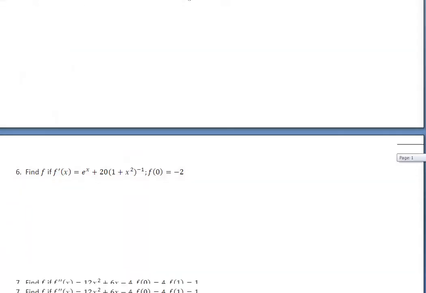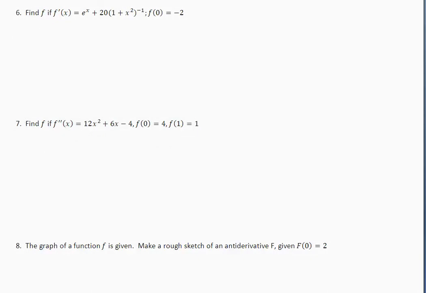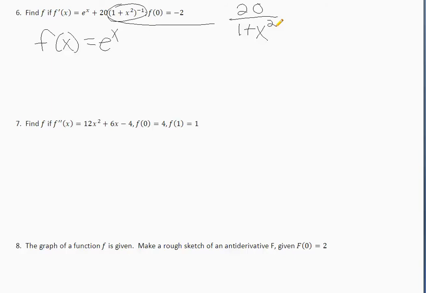Number 6. Find f. Find the antiderivative basically of e to the x plus 20 times (1 plus x squared) to the negative 1, given that f of 0 is negative 2. So now I do the exact same thing. Go backwards. What would the antiderivative of e to the x be? Still itself. This we have to recognize. That term is the same as 20 over 1 plus x squared. And hopefully you recognize 1 plus x squared in the denominator as tan inverse. So this term would be plus 20 tan inverse of x plus c.